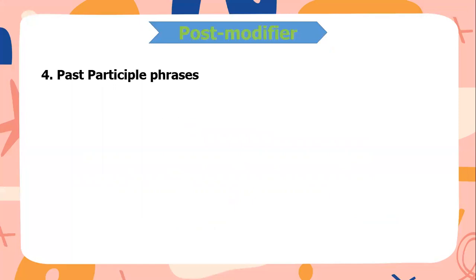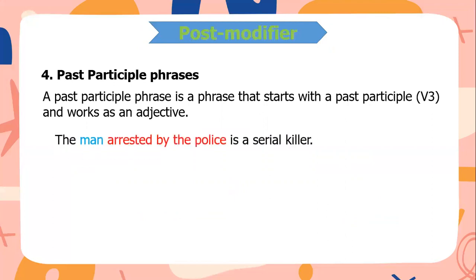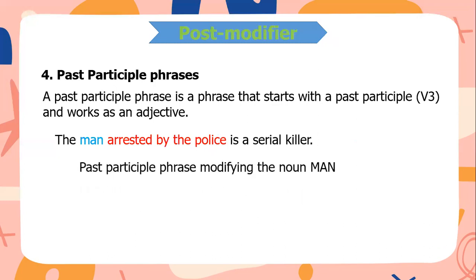Next is the past participle phrases. A past participle phrase is a phrase that starts with a past participle and works as an adjective. So let's have an example. The man arrested by the police is a serial killer.